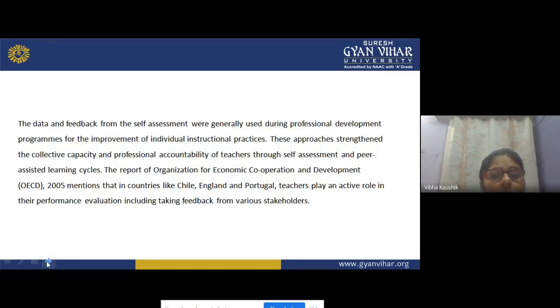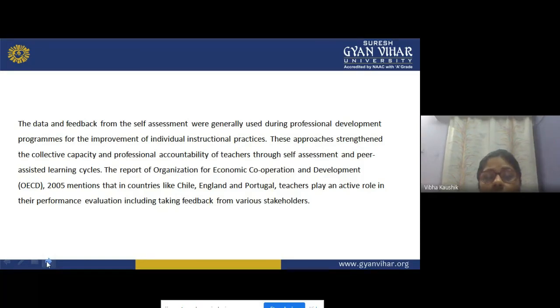The data and feedback from the self-assessment, where I am assessing my performance, were generally used during professional development programs. These types of self-assessment and feedback were used during professional development programs for the improvement of individual instructional practice, means how I can improve. These approaches strengthen the collective capacity and professional accountability of teachers through self-assessment and peer-assisted learning cycles.